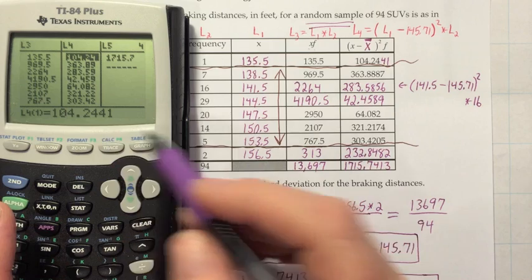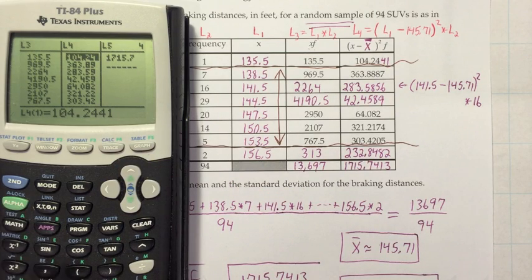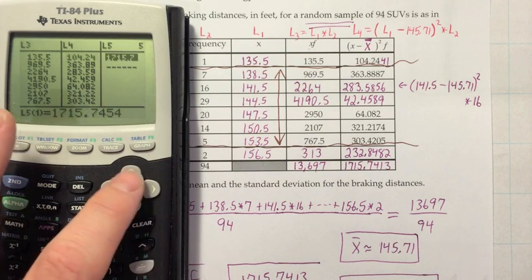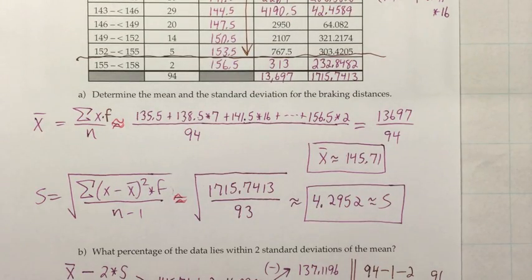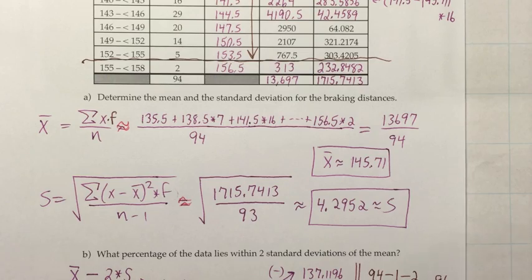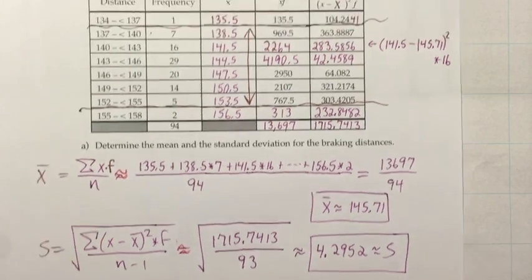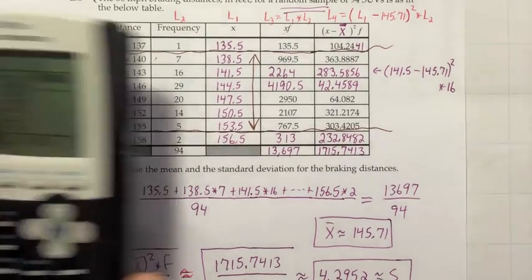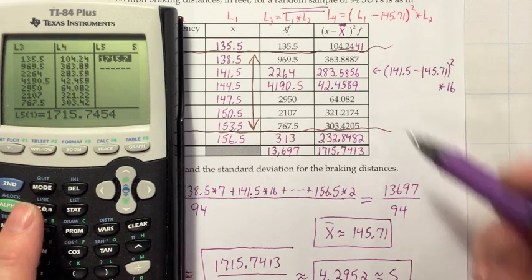It turns out that that little mistake I made will not change the standard deviation. If you want to recalculate it with this new sum, you can do that, and you'll see that it still turns out to be 4.2952. But using the list editors is a way that you can speed up some of these calculations. And then I guess just since there was that one error, let's see if we can spot any more.